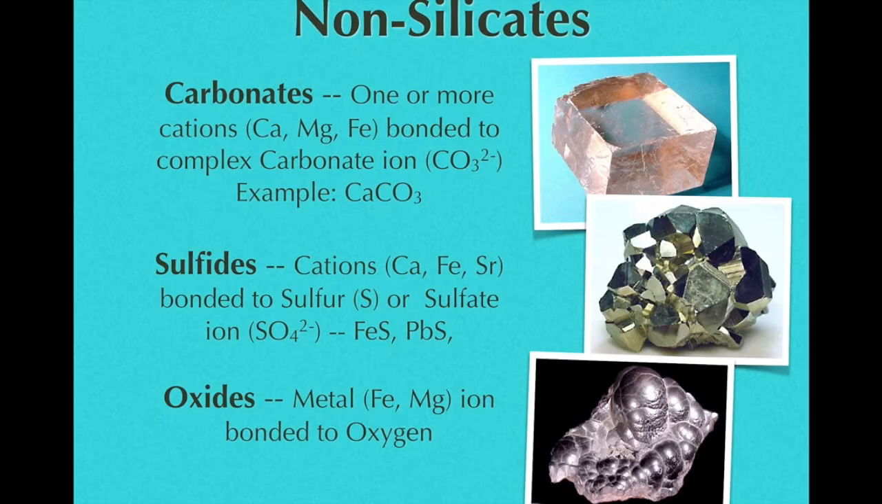So what is happening is we have several different cations, a lot of times calcium, but can also be magnesium and iron, bonded to carbonate, which is CO3 with a negative 2. So our most common of this is CaCO3, which is a calcium carbonate, which is a lot of what reefs are. So we see these a lot. We can also see sulfides, where we see, again, calcium and iron and sometimes strontium bonded to sulfur or sulfates in this system, and oxides as well.